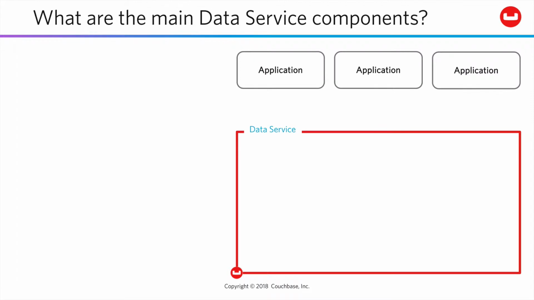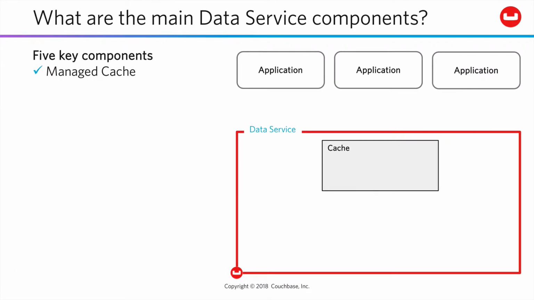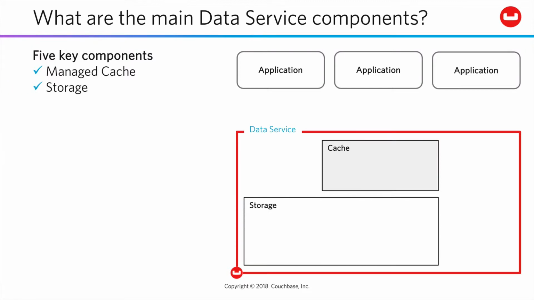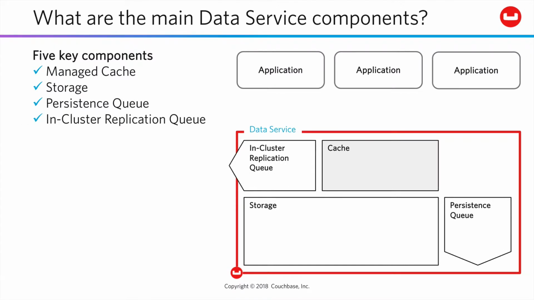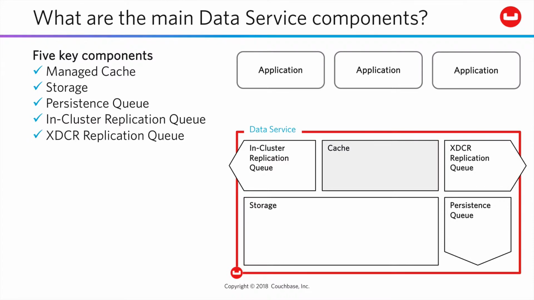The data service has 5 key components. First, a managed cache, because memory-first architecture is directly in our DNA as a product. Second, storage. Third, a persistence queue to flow data from cache to storage. Fourth, an in-cluster replication queue to support high availability by moving replicas onto other nodes. And fifth, a cross-data center replication queue to support high availability, disaster recovery, and filtered distribution scenarios.